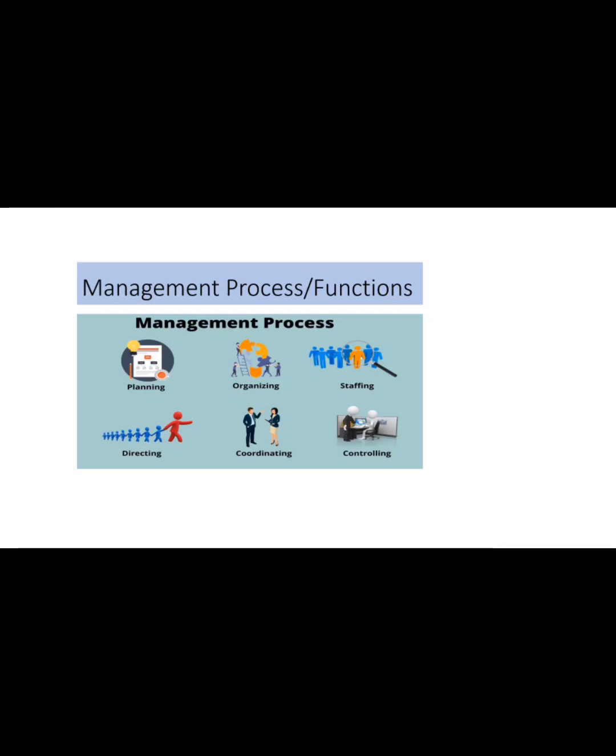The next function, which follows coordinating and is the last function of the management process, is controlling. It implies measurement of accomplishment against the standards and correction of deviation, if any, to ensure achievement of organizational goals. The purpose of controlling is to ensure that everything occurs in conformity with the standards. An efficient system of control helps to predict deviations before they actually occur.